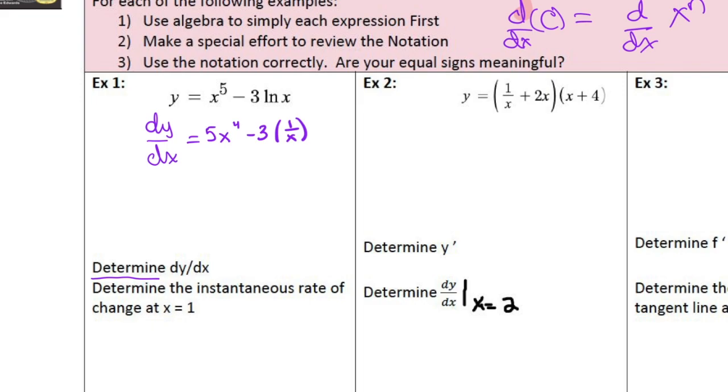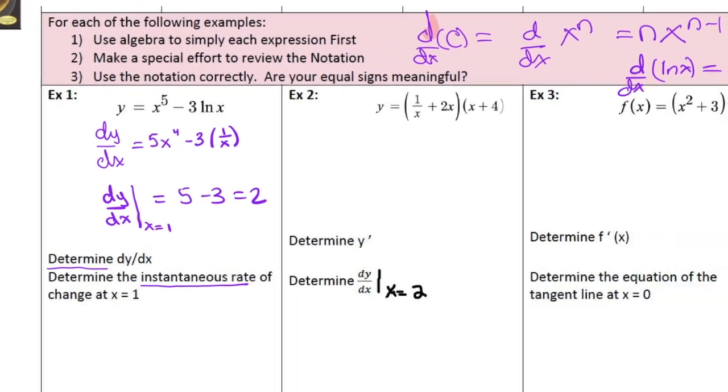Now, we want to find the instantaneous rate of change at x equals 1. So that just means, of course, find the derivative. We're going to write that dy dx at x equals 1. We're going to substitute the value of 1 in, and we're left with 5 minus 3, or 2. So the instantaneous rate of change at x equals 1 is 2.